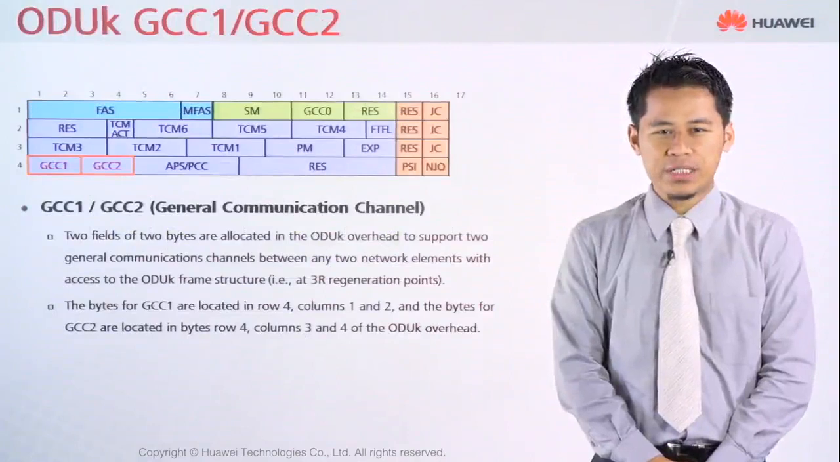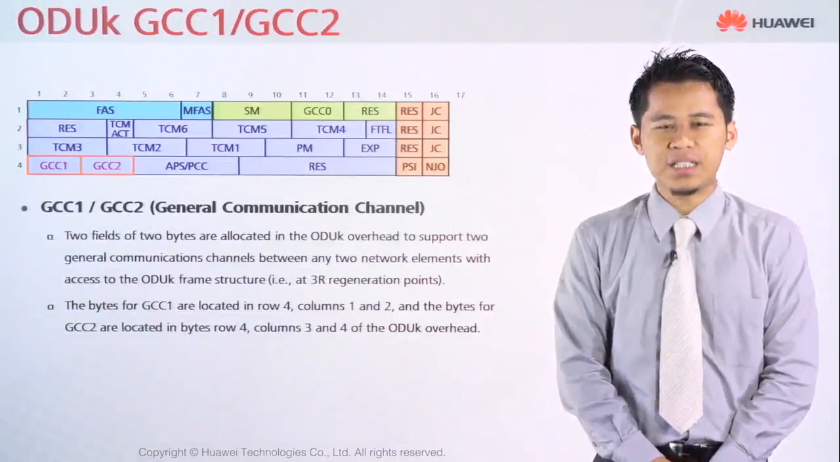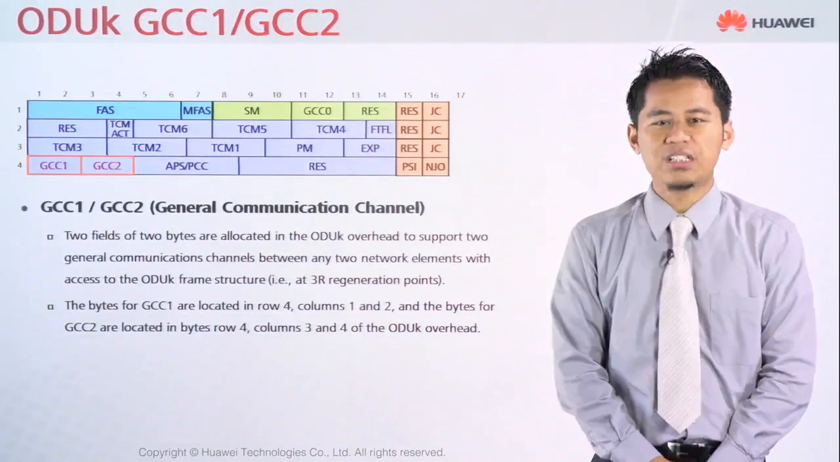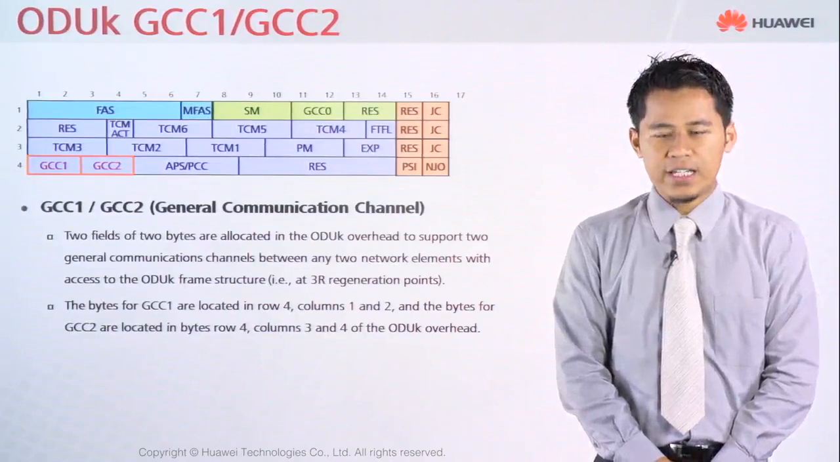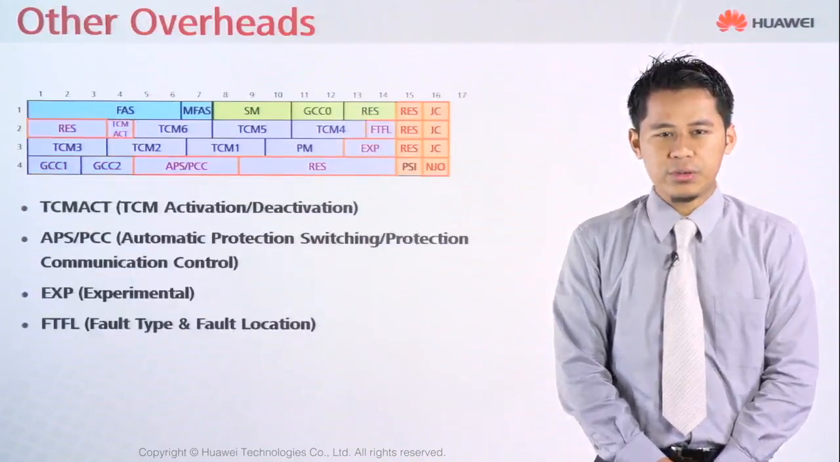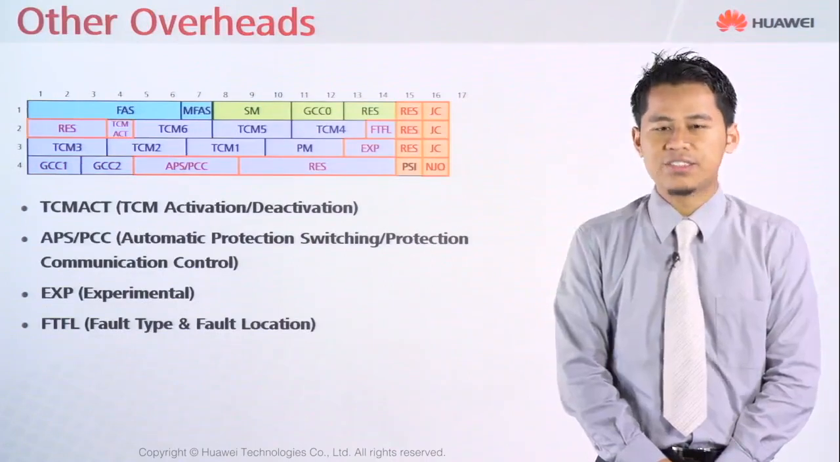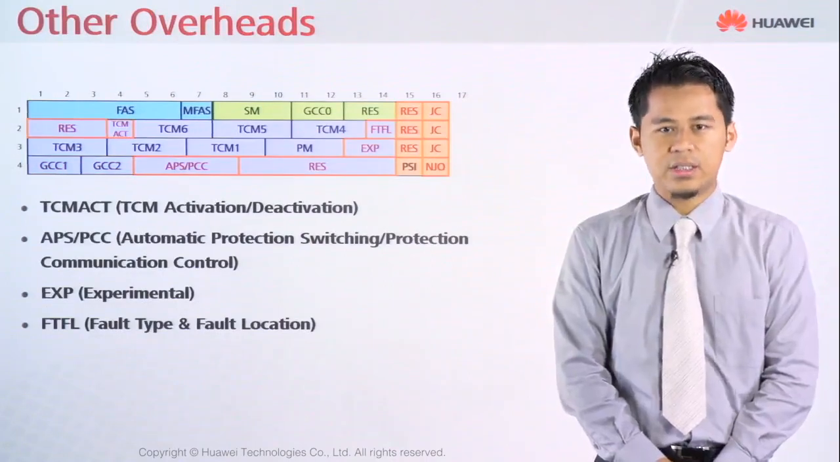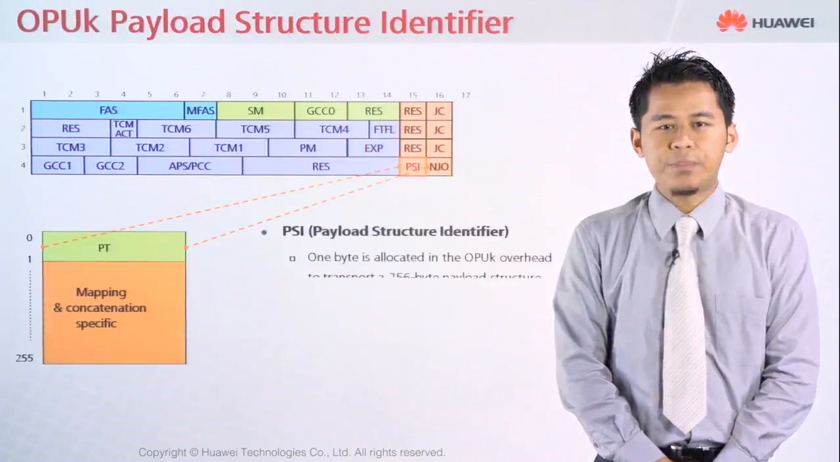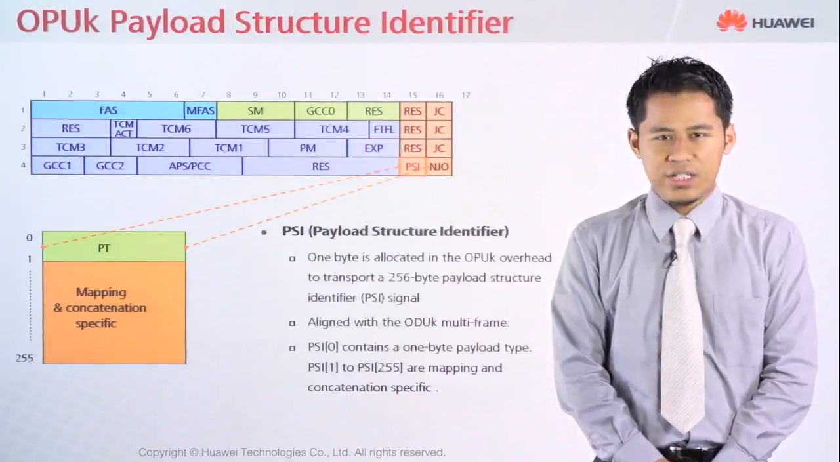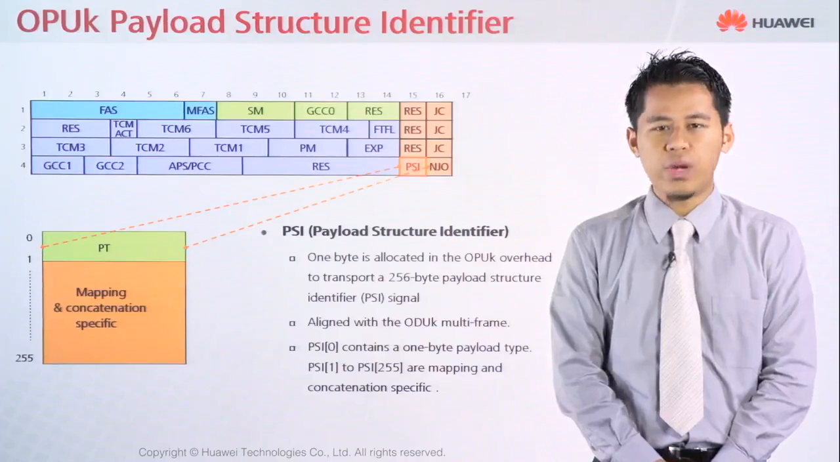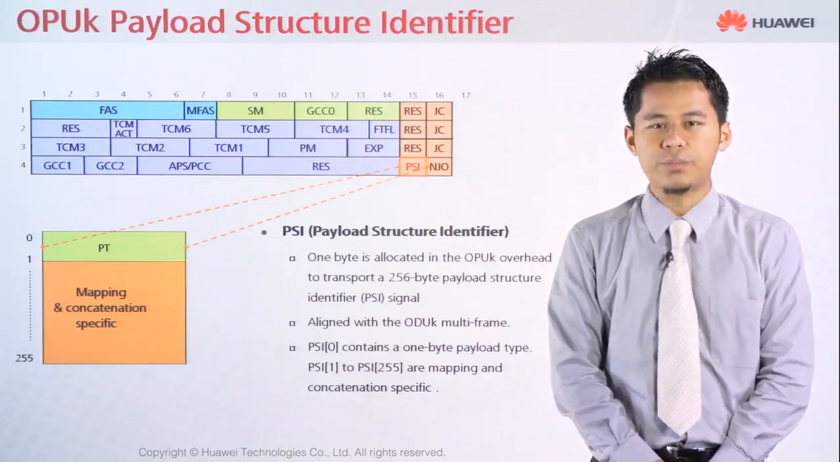ODUk GCC1 and GCC2. It's similar to GCC0, which supports the electrical supervisory channel. As you can see, they use 2 bytes there in the ODUk level. The other overheads also contain many functions similar to the other layers. The OPUk payload structure identifier is used for the concatenation process, which is the payload where your client services will be mapped.